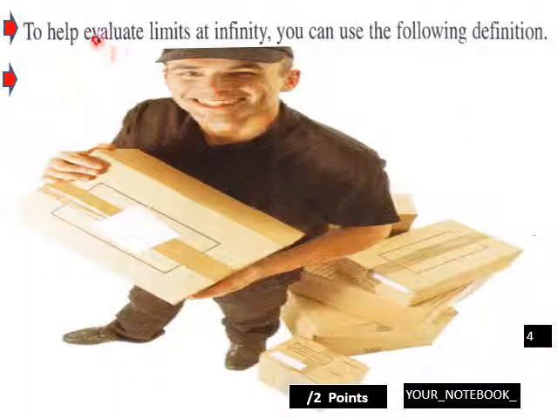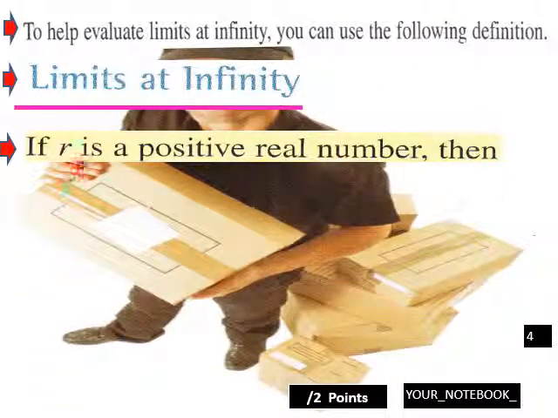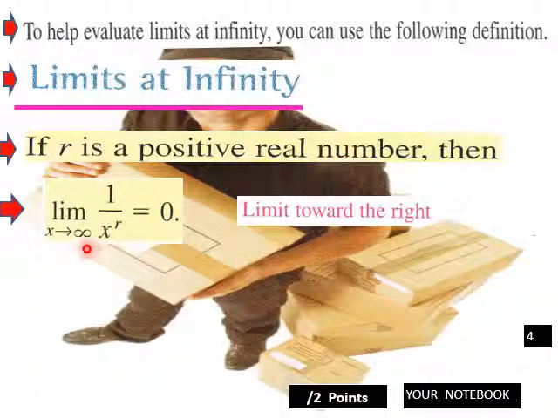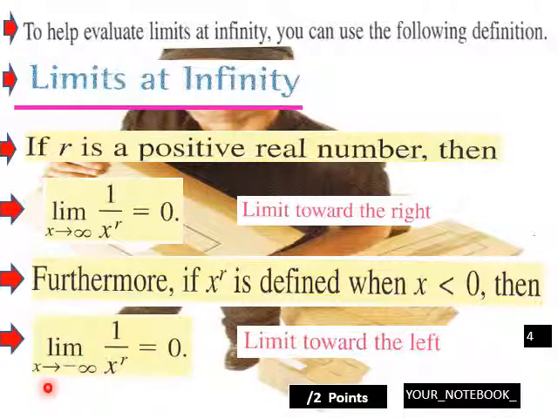To help evaluate limits at infinity, you can use the following definition. Limits at infinity: if r is a positive real number, then the limit as x goes to infinity of 1 over x to the r power equals 0. There will be a limit toward the right. Furthermore, if x to the r power is defined when x is less than 0, then the limit as x goes to negative infinity of 1 over x to the r power would be a limit towards the left.